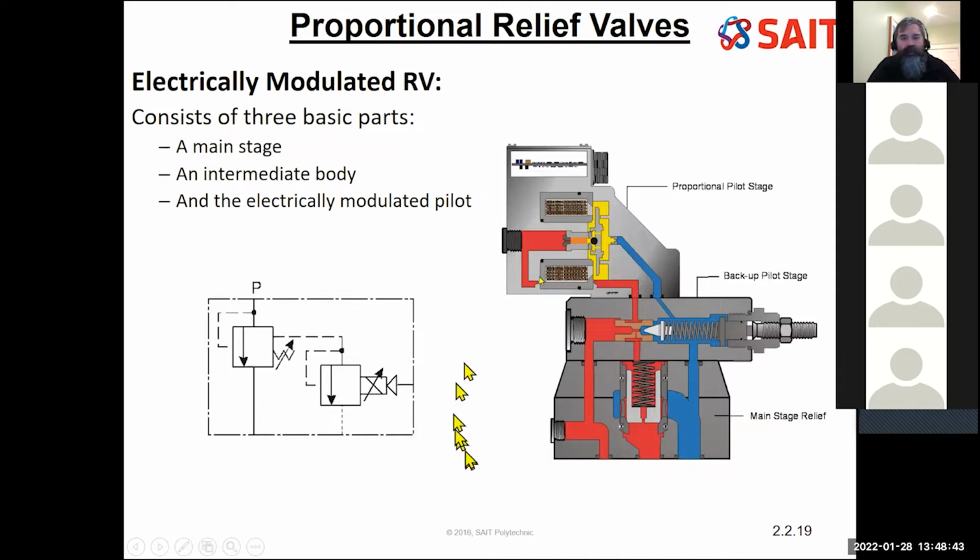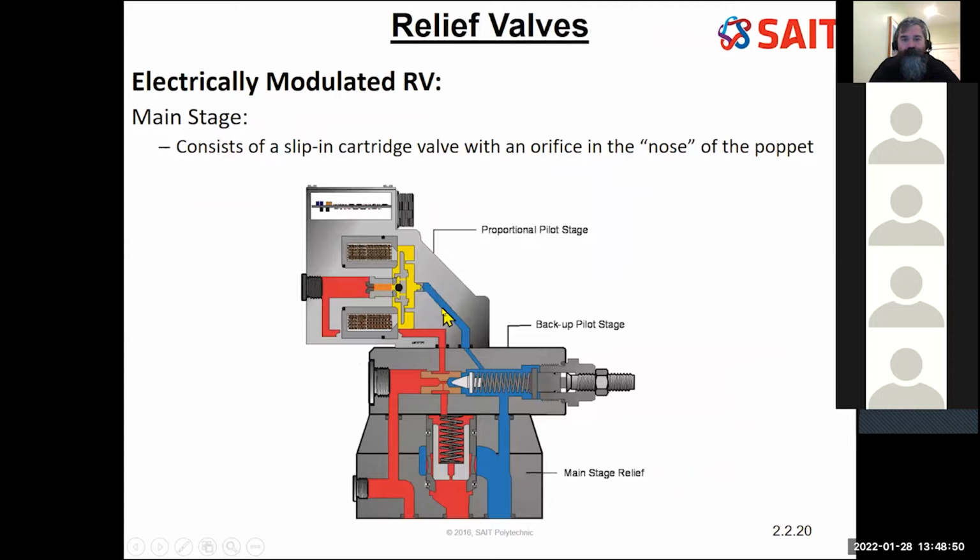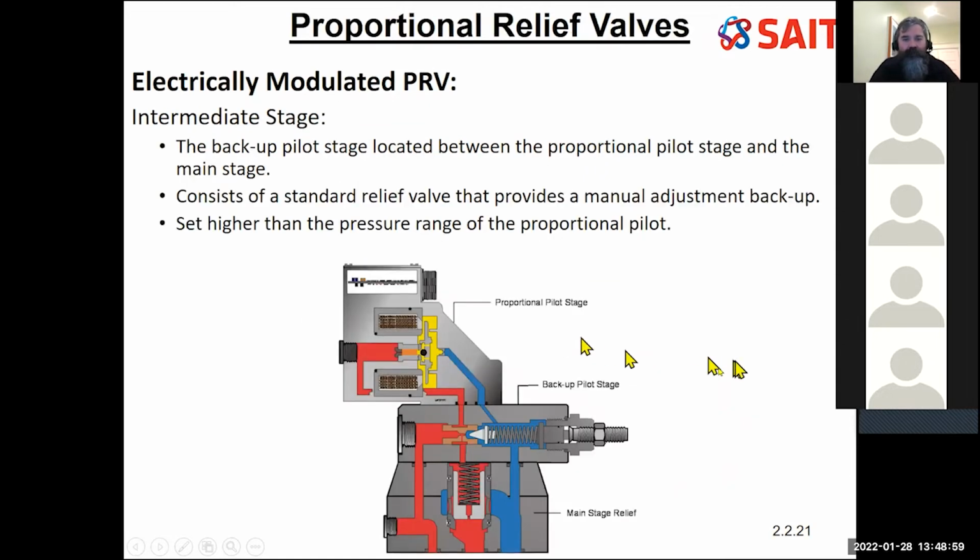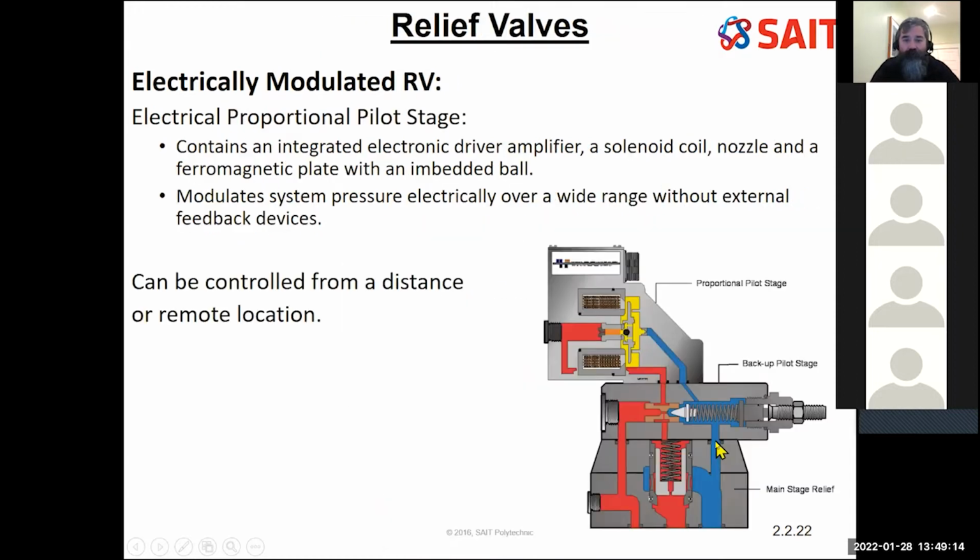Main stage, I talked about that, the intermediate stage, or this safety pilot stage, and this proportional stage that is electronically modulated. Slip-on cartridge valves, we'll talk more about that around week 8 or 9. And set this relief pressure higher than my operating pressure. Really, this is going to be set based on the need of the system and the need of the operations. It's set so that someone can't override the maximum pressure.